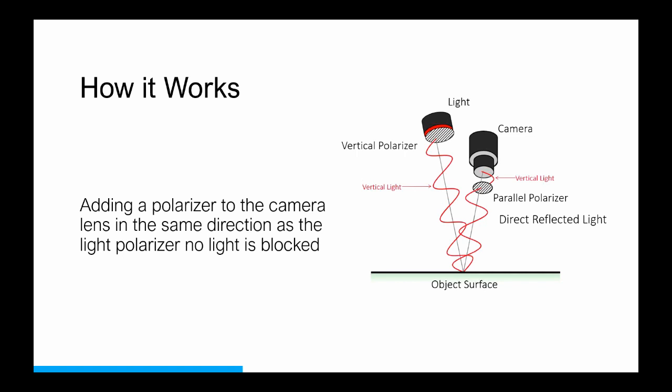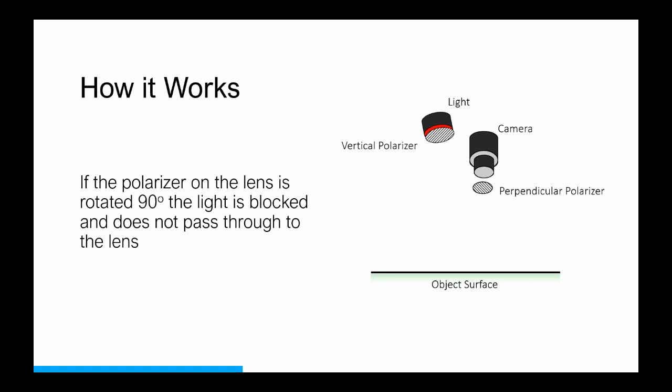But if I take my polarizer and rotate it to be perpendicular, so now it's 90 degrees from the polarizer on my light, the vertical light shines through, the vertical light reflects, it hits that perpendicular polarizer, and no light gets through to my camera.